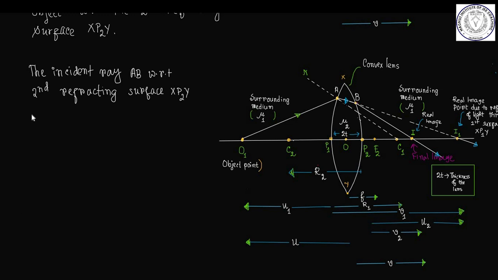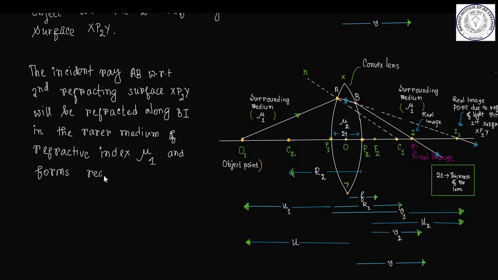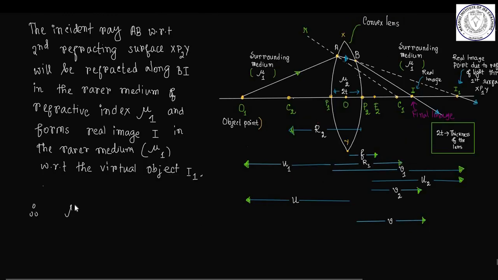The incident ray AB with respect to the second refracting surface XP2Y of the convex lens will be refracted along BI in the rarer medium of refractive index mu1, and forms the real image I in the rarer medium, mu1, with respect to the virtual object I1 in the denser medium of refractive index mu2.